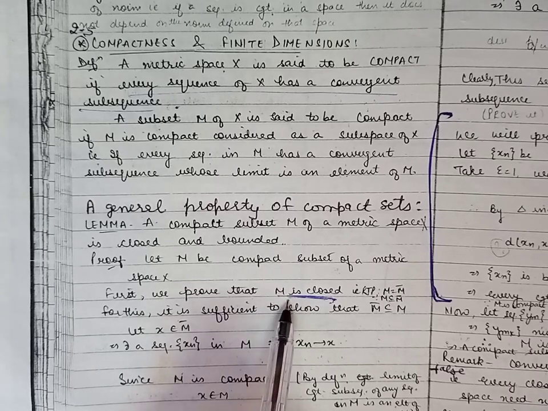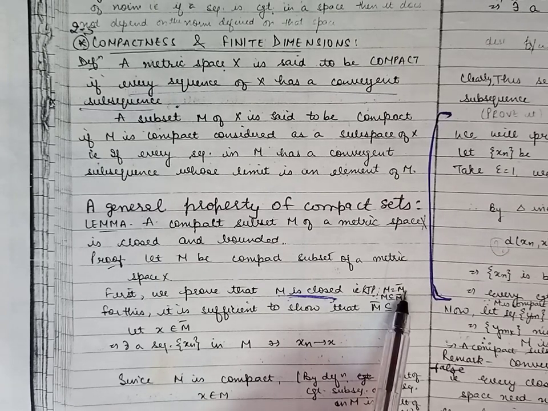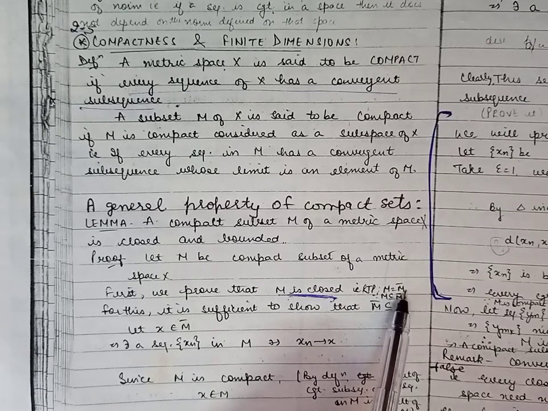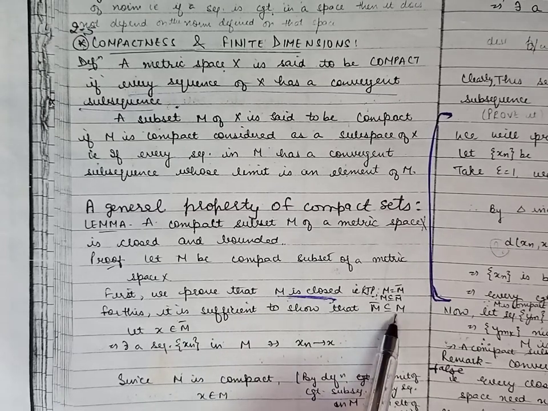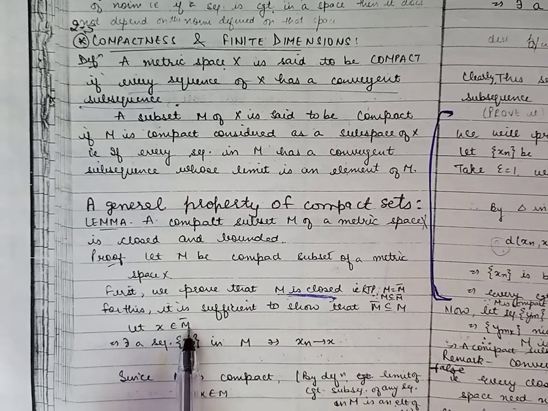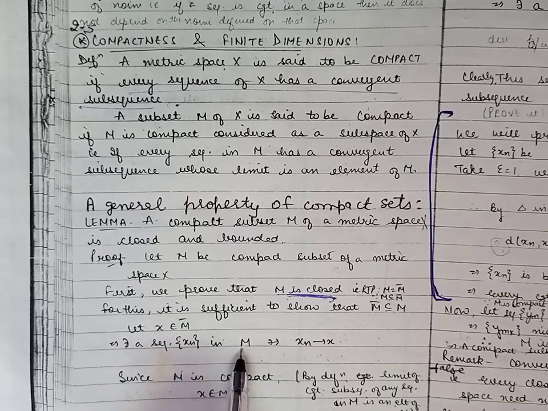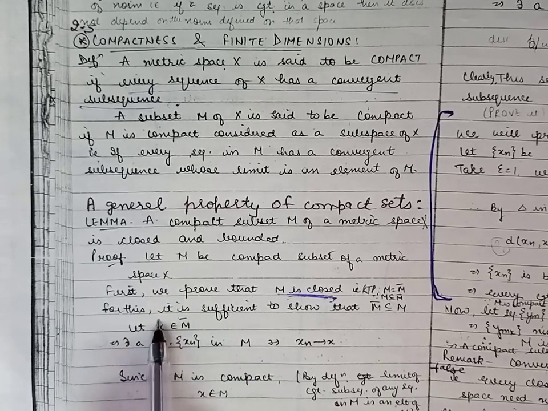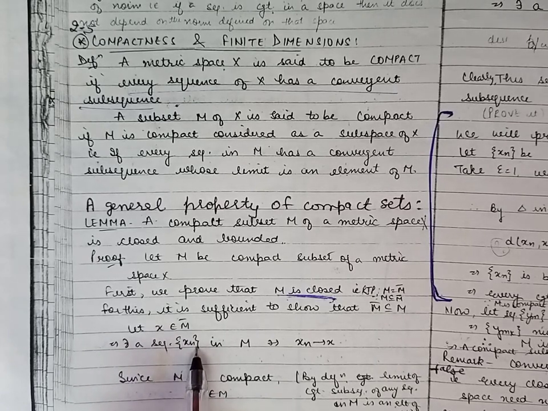In order to prove that M is closed, we show that M is equal to M closure. Now, because every set is contained in its closure, M is contained in M closure. Therefore, it remains to show that M closure is contained in M. So let us take an element x belonging to M closure. It means x is a closure point of M. So by definition, there exists a sequence in M which converges to this element x. Let us denote that sequence by xn.